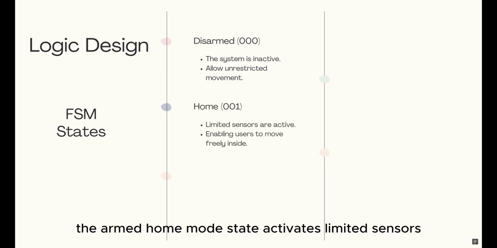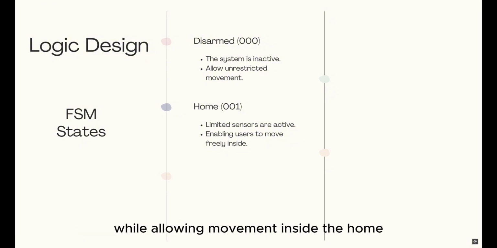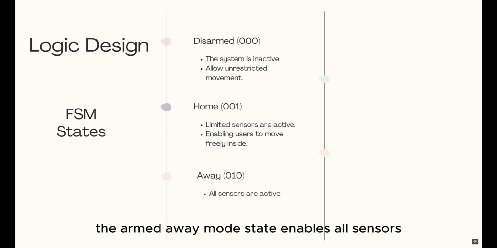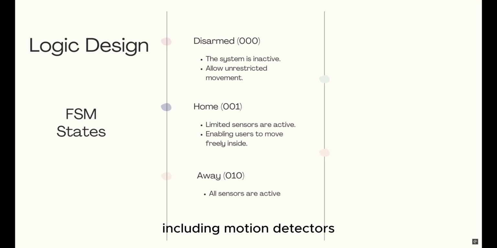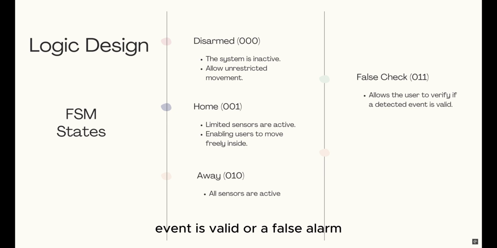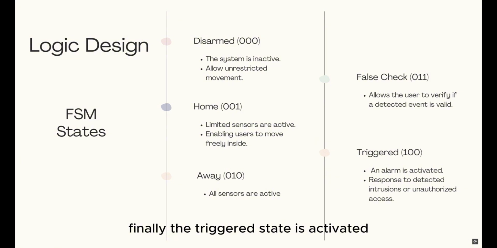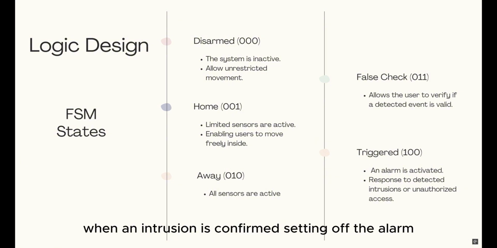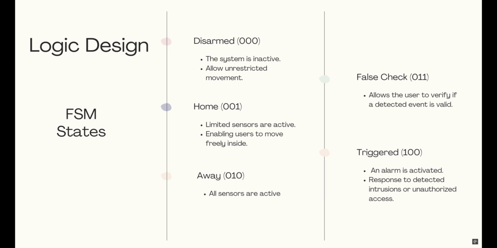The armed home mode state activates limited sensors, such as door and window sensors, while allowing movement inside the home. The armed away mode state enables all sensors, including motion detectors, to secure the home when unoccupied. The false alarm check state allows users to verify if a detected event is valid or a false alarm. Finally, the triggered state is activated when an intrusion is confirmed, setting off the alarm.